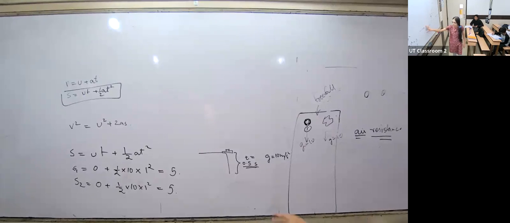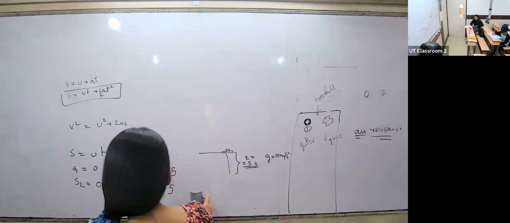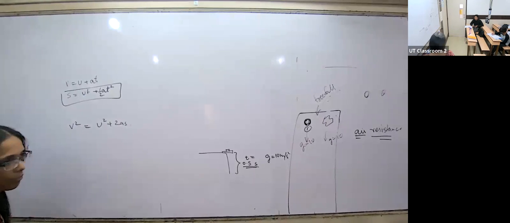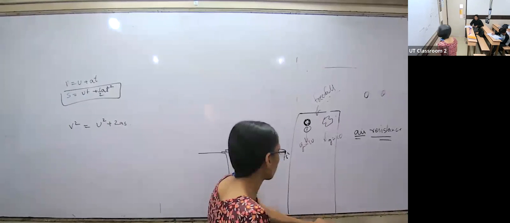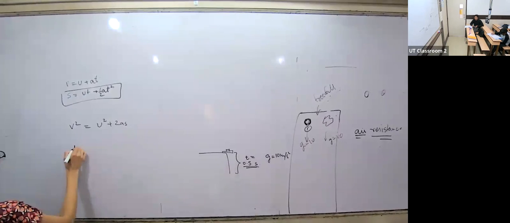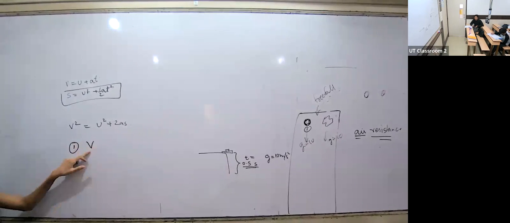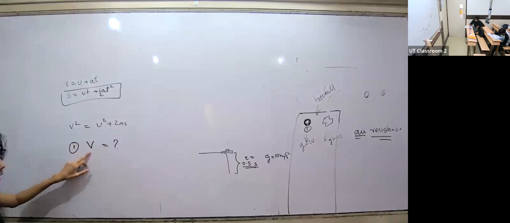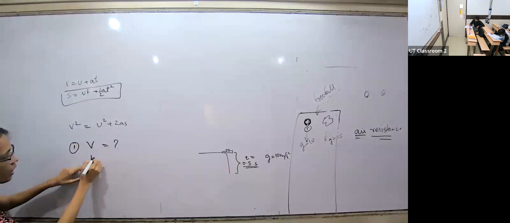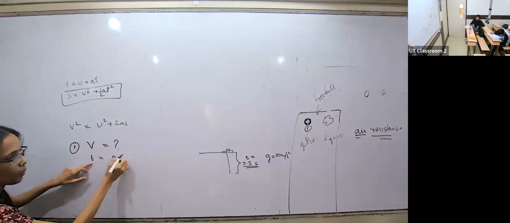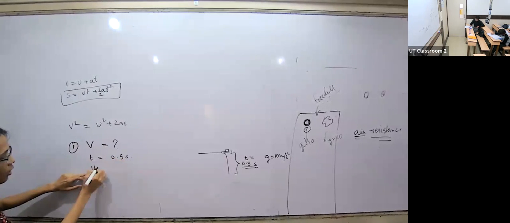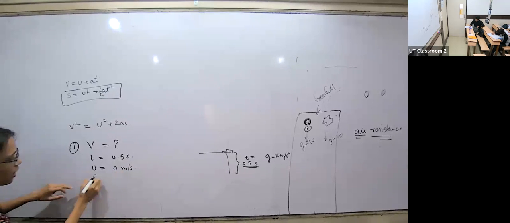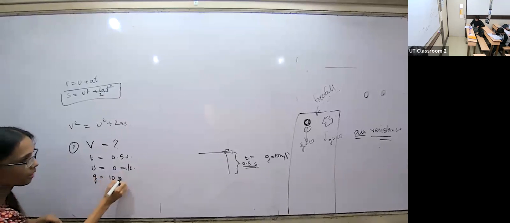The first thing that they are asking is, what is the final speed when it hits the ground? So they are asking for final speed. What is the given information? T taken is 0.5 seconds, and initial velocity, of course, we know is 0 meter per second, and g is 10 meter per second square.